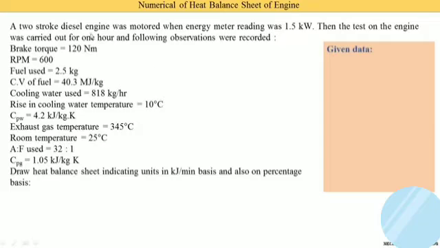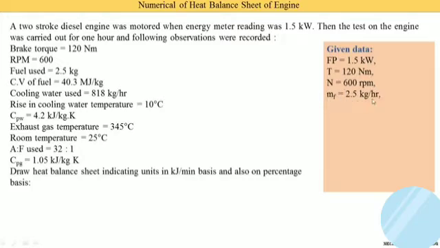Now what are the given data? First it is the two-stroke diesel engine and meter reading was 1.5 kilowatt. It is the friction power, okay. So friction power is 1.5 kilowatt. Then torque is given 120 Newton meter, no need for any conversions. RPM is given 600 revolution per minute.